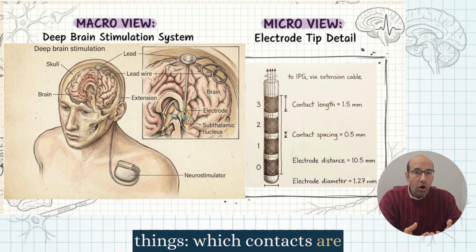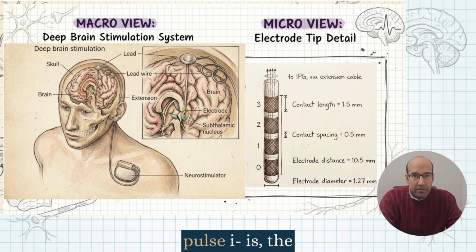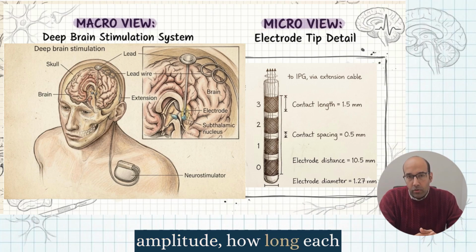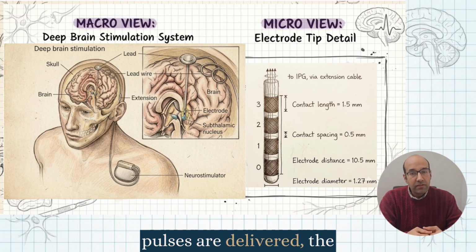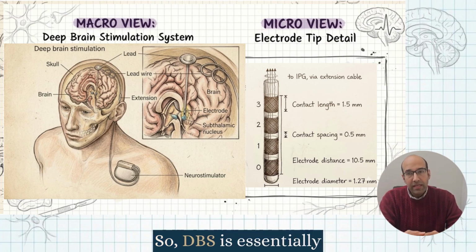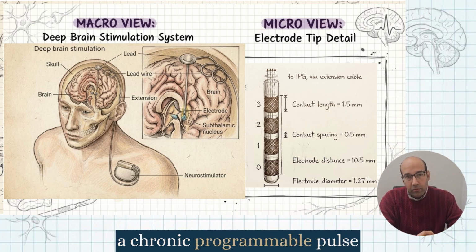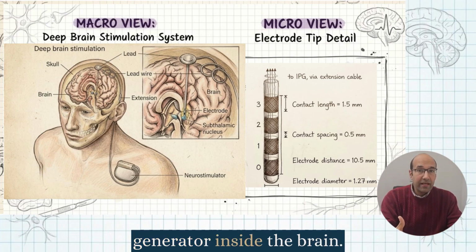Which contacts are active, how big each pulse is, the amplitude, how long each pulse lasts, the pulse width, and how often pulses are delivered, the frequency. So DBS is essentially a chronic programmable pulse generator inside the brain.